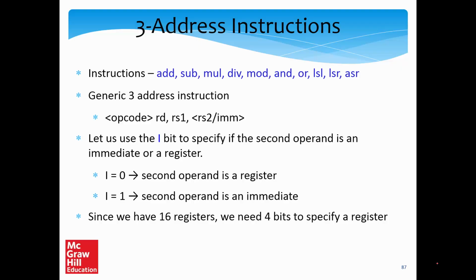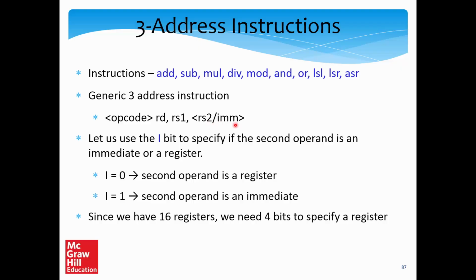Let's now look at the 3 address instructions that we have. So all our arithmetic instructions are 3 address instructions. All our logical instructions are 3 address instructions. And also all our shift instructions are also 3 address instructions. The standard format of the 3 address instruction is the opcode, the destination register, the first source register, then either a second source register or an immediate.